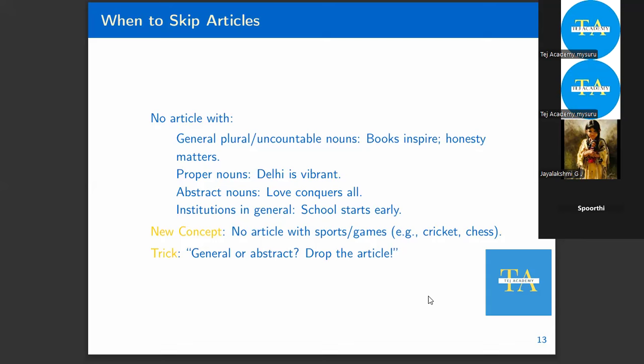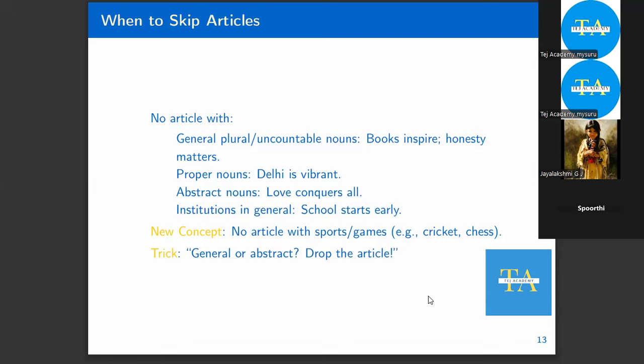Honesty matters. We can't say "an honesty matters," because "honesty matters" is a more general statement. It's a kind of universal truth that if you're honest, it would be better for you and for others as well. But if you convert this honesty into a sentence like "he's an honest man," you have to use "an" in front of honest. But if the sentence is given in general, there is no necessity of using any article.